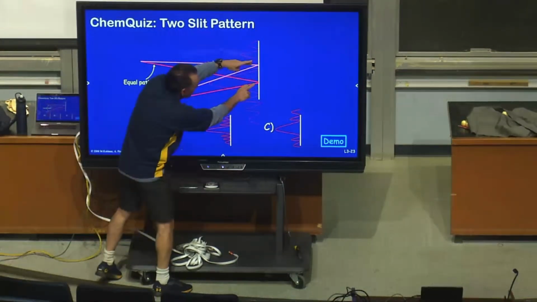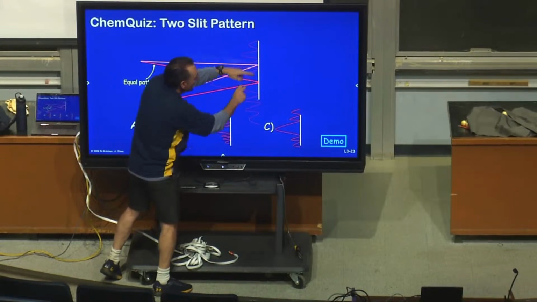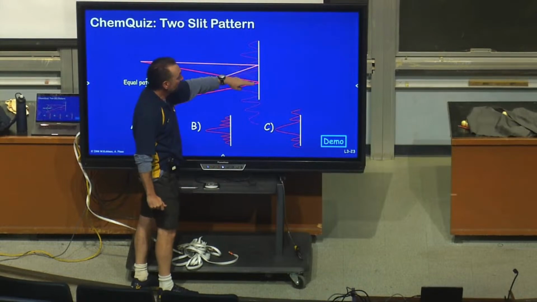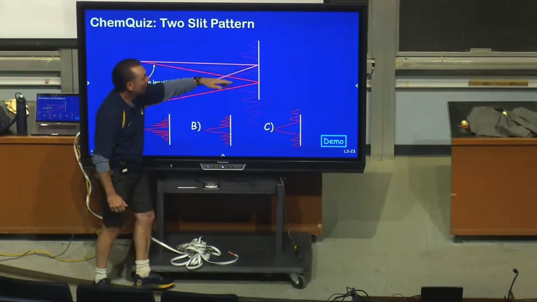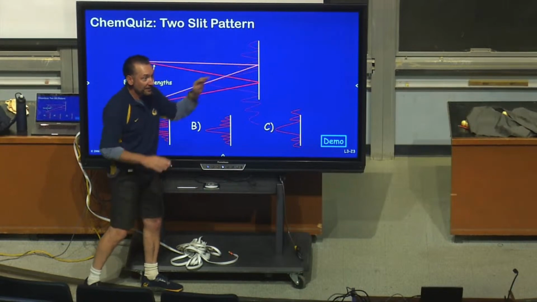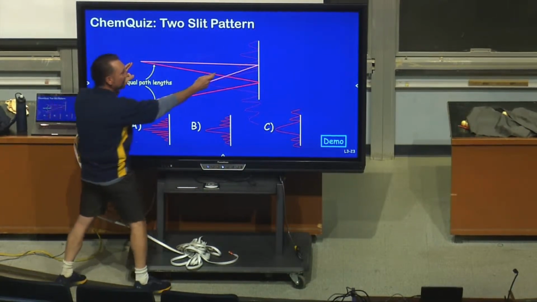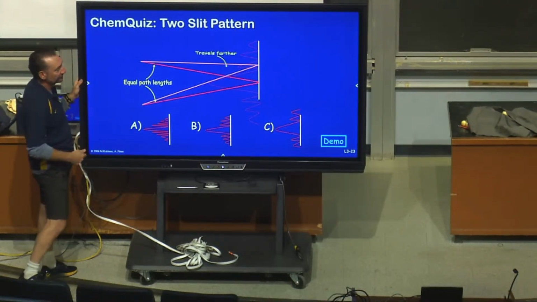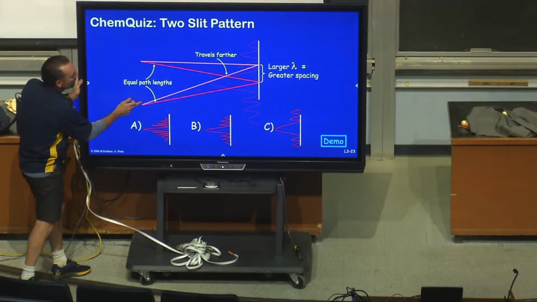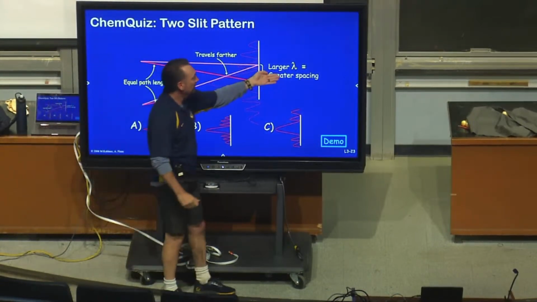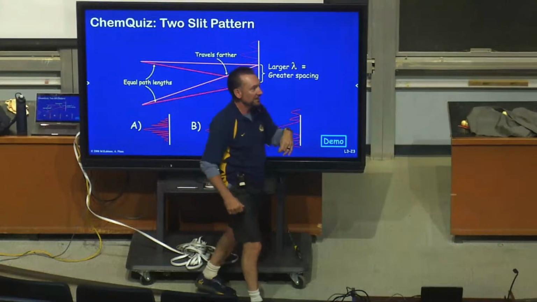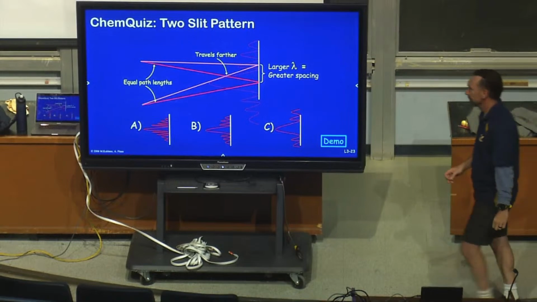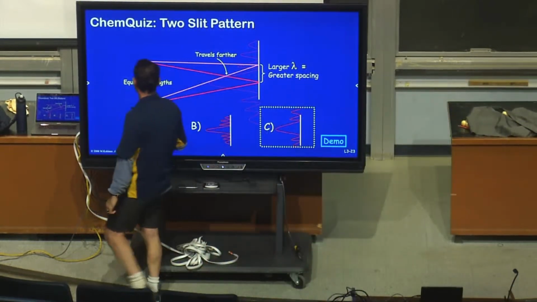So this distance up here is a function of the wavelength. As you go up, if you have shorter wavelengths, they're going to overlap more often as you go up. The path difference doesn't have to be as big to get to the next bright spot. So I said it the other way. Larger lambda is greater spacing. Shorter lambda is tighter spacing. So that's what we would expect to see.